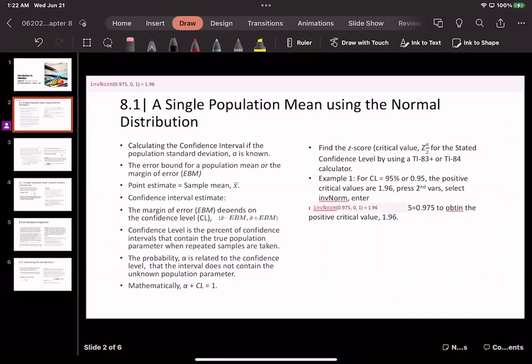Calculate the confidence interval if the population standard deviation sigma is known. We will use Z interval. The error found for a population mean, or what we call the margin of error, is the EBM.